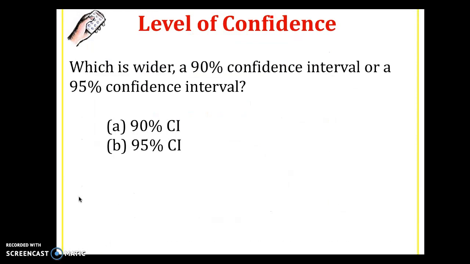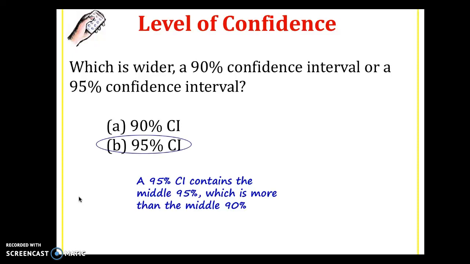All right, so which is wider, a 90% confidence interval or a 95% confidence interval? Think about the sampling distribution and how we would cut that off. Hopefully you guessed 95%. A 95% confidence interval contains the middle 95%, which is more than the middle 90%. So the bigger the confidence level, the larger the range is going to be.